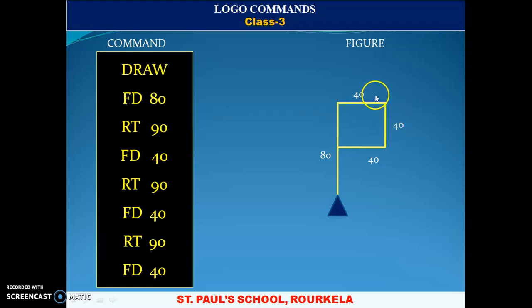So use RT90. Then again use FD40. It will draw this line. Again you are turning clockwise, so RT90. It will move here. Again you have to draw this line, FD40. So your command is FD80, it will draw this line. Then RT90, it will turn right side. Then FD40 means it draws this line. Then RT90 means again it turns clockwise here. Again FD40 means it will draw this line. Again RT90 means turn this way. Then FD40 means it will draw this line.